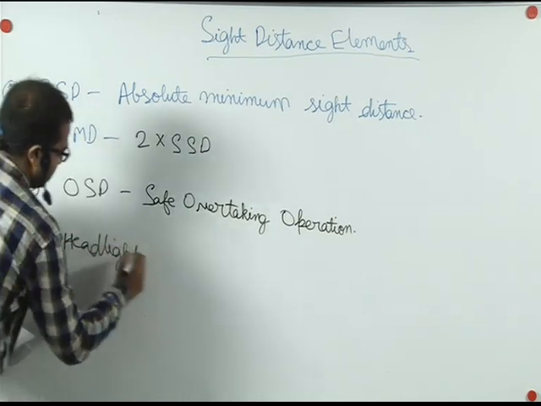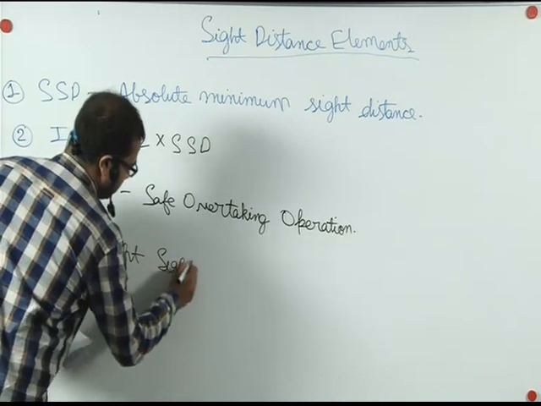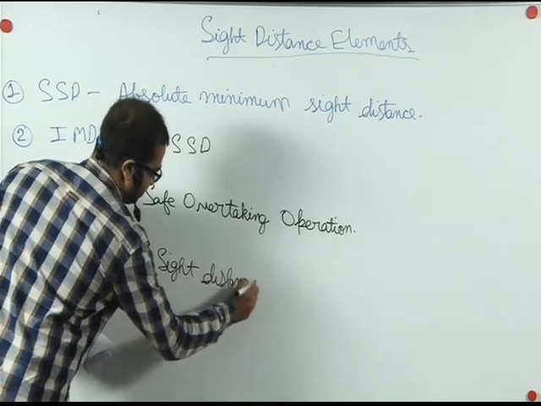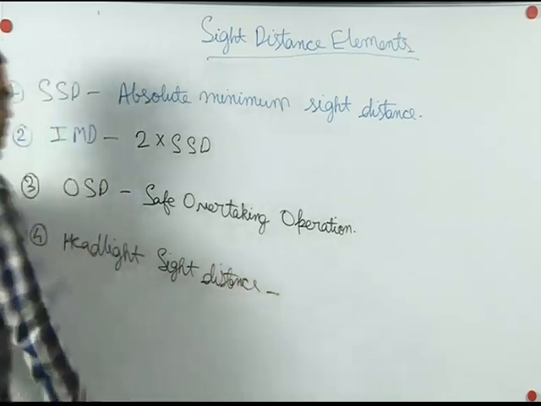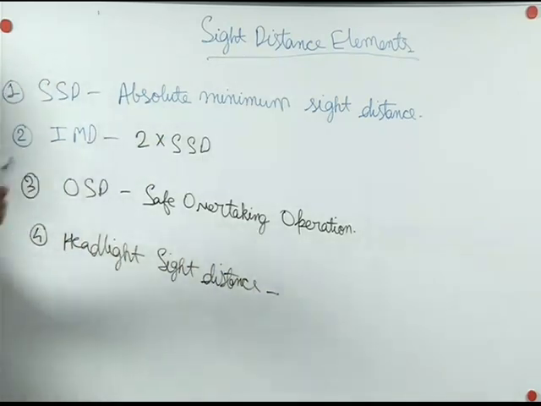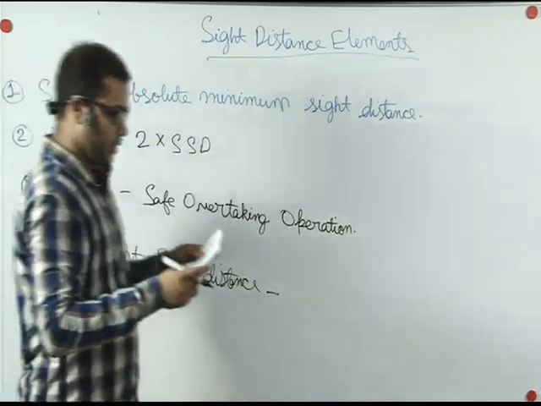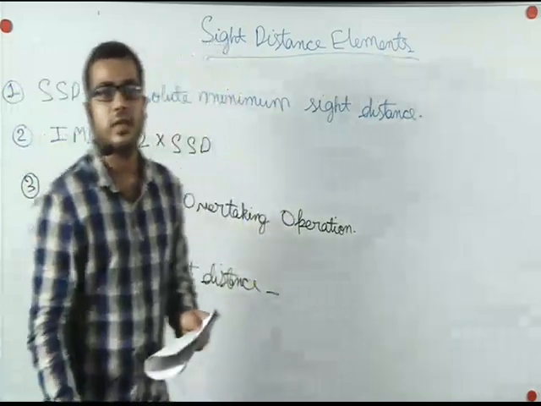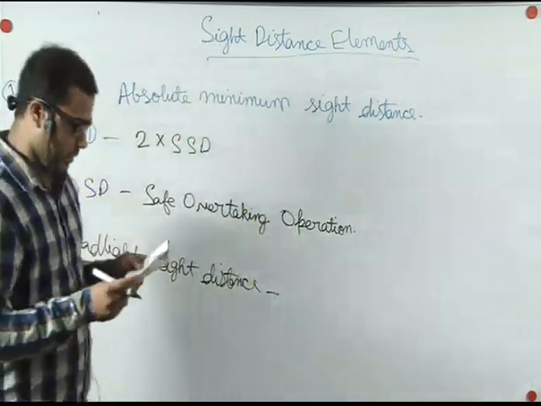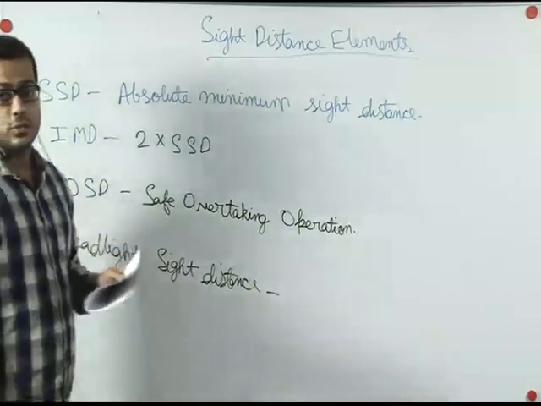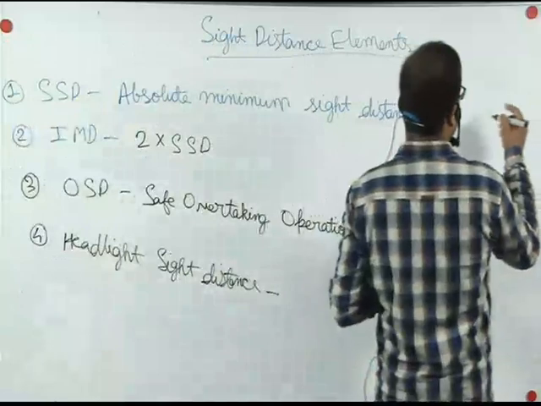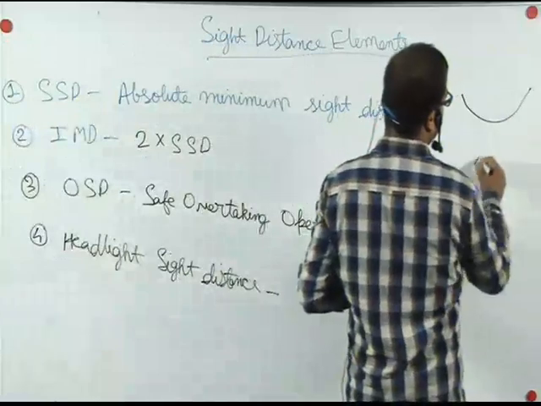So this is headlight sight distance. This is distance available to driver under headlight illumination. And this is very much used in case of valley curve. So I will discuss this later on about valley curve and summit curve.